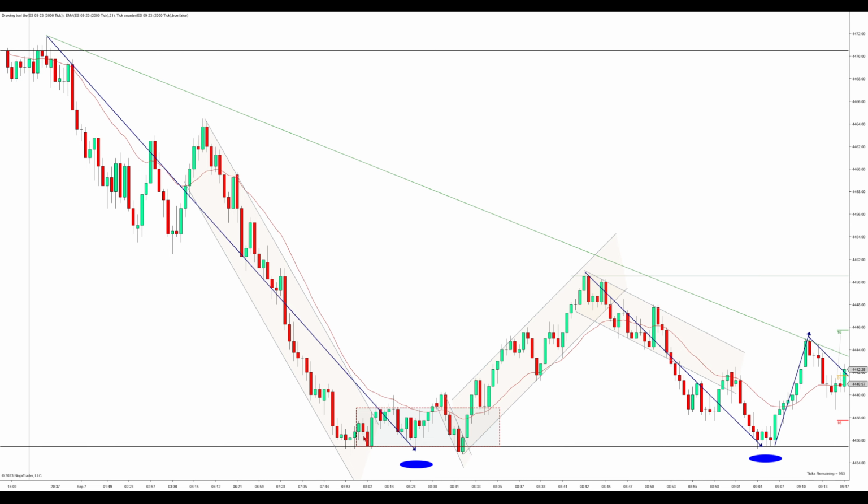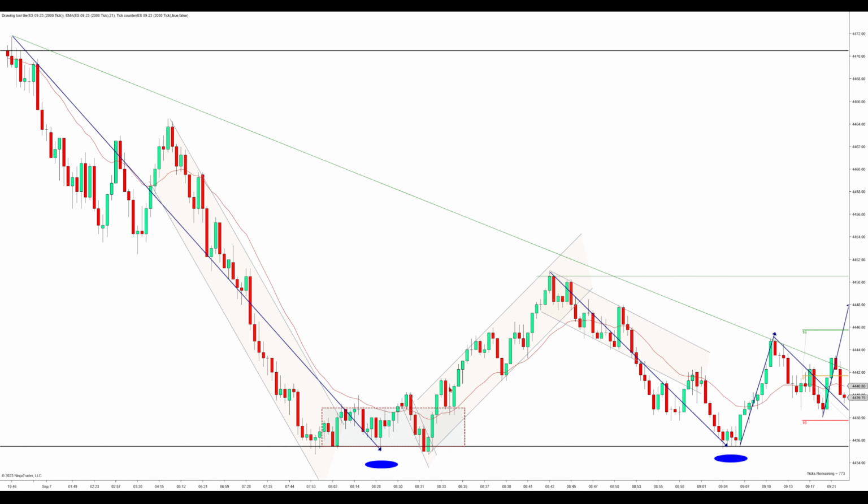Considering we had this double test right off the overnight low, I wouldn't want to go short right there, but it did end up working out like that. So it's a pretty sharp move down. You got to be careful going long right after that.